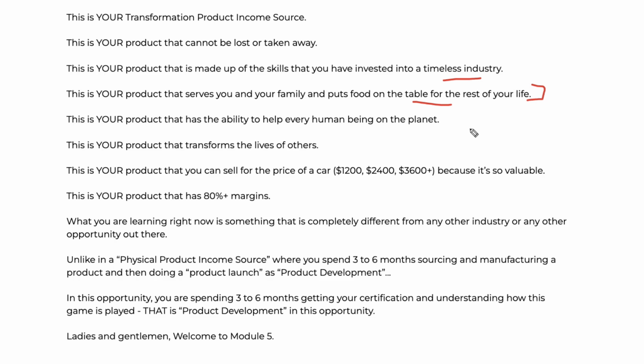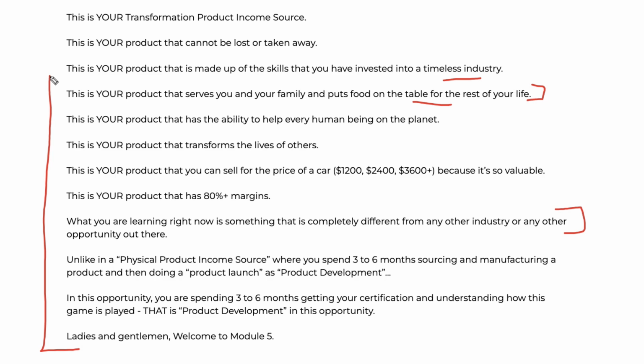And so what you are learning right now is something that is completely different than any other industry and any other opportunity out there. Unlike in a physical product income source, where you spend 3 to 6 months sourcing and manufacturing a product and then doing a product launch as product development, in this opportunity, you are spending 3 to 6 months getting your certification and understanding how this game is played. That is product development in this opportunity. Ladies and gentlemen, welcome to Module 5. This is the scope of what we are talking about, what is happening here in Module 5 and inside of this entire program as a whole.